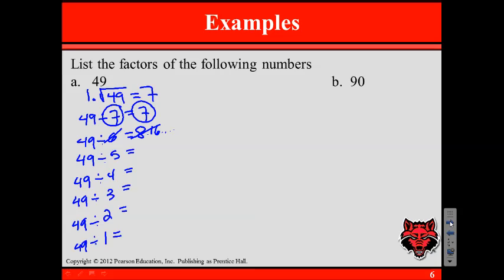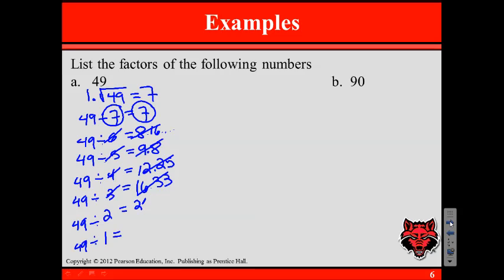Next, we try 49 divided by 5. That gives us 9.8. So at least it's a terminating decimal. But since we have a decimal of any kind, 9.8 is not a factor. Neither is 5. We continue down the list. 49 divided by 4 is 12.25. So 4 isn't a factor. 49 divided by 3 is a repeating decimal. So 3 is not a factor.